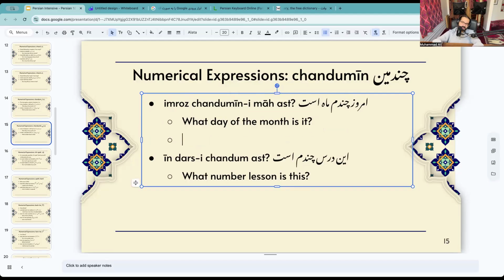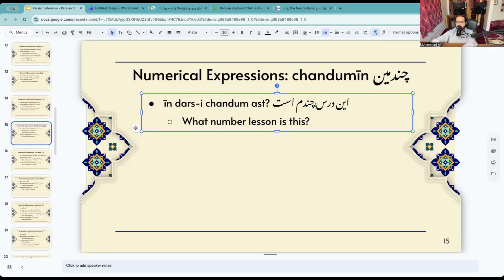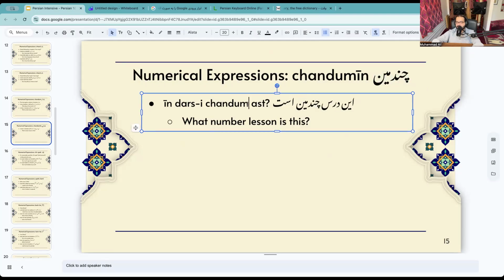So the answer here could be emruz sevomin ma hast, for example. Although we wouldn't say it, I'd have to come up with a completely new example for that. For example, we could say in dars chandomin ast. So in this case, chandomin is actually correct. Now, there's also a slight nuance in chandomin that is kind of hard to explain.